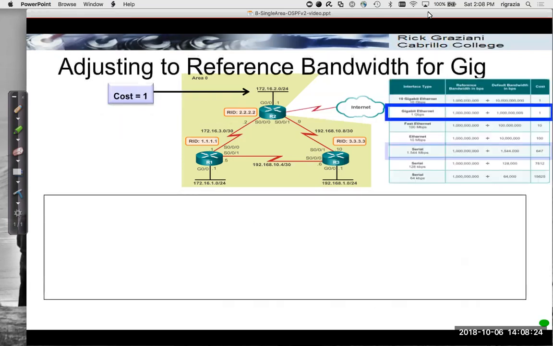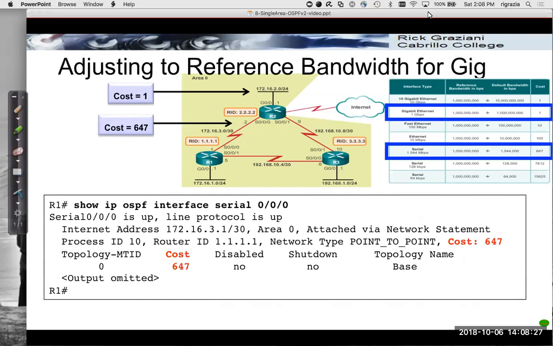Here we go. All right, show ip ospf interface. So on R1, if I do show ip ospf interface serial 0/0/0, I actually see the cost for that specific interface, which again is our reference bandwidth divided by the actual bandwidth. This shows a cost of 647.